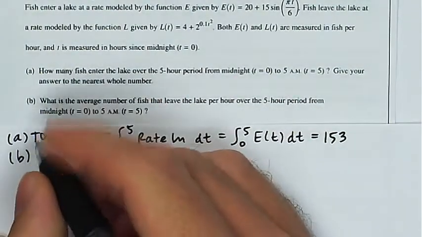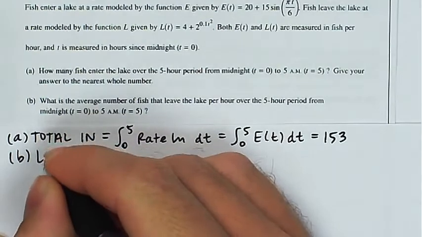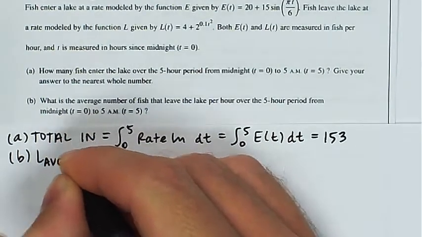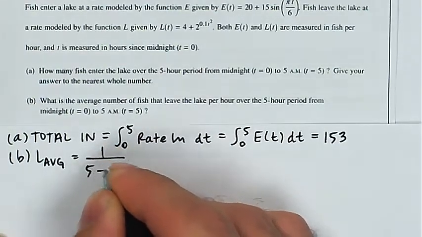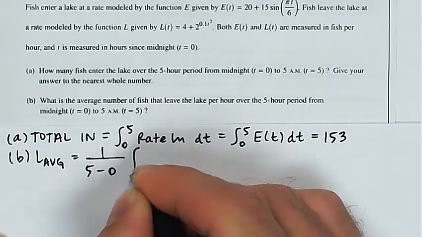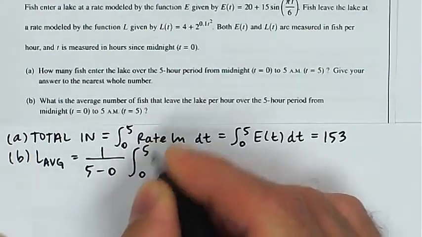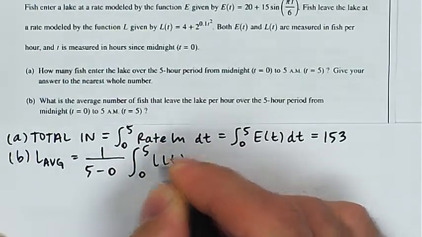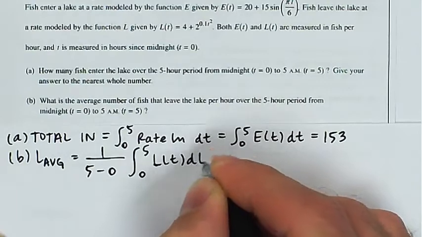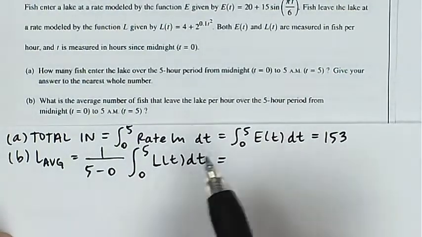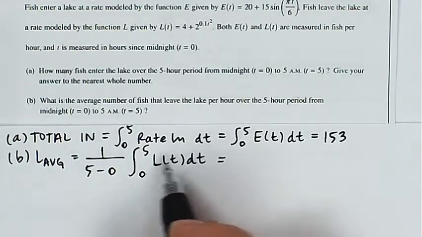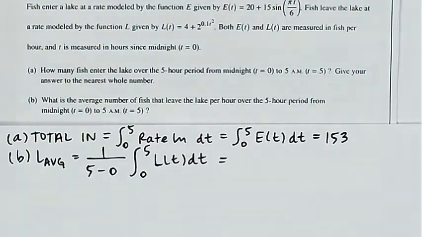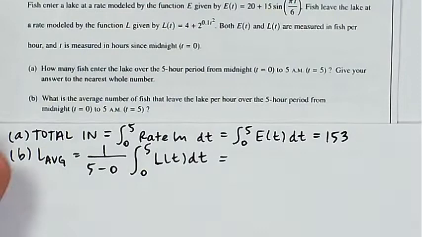So I'm going to just say the average value of L, that's going to be 1 over 5 minus 0 times the integral from 0 to 5 of L of t dt. But the thing about this is that this integral is the total number of fish that left, and you divide by 5, it's going to be the same thing, right? So what is the average number of fish that leave the lake per hour?